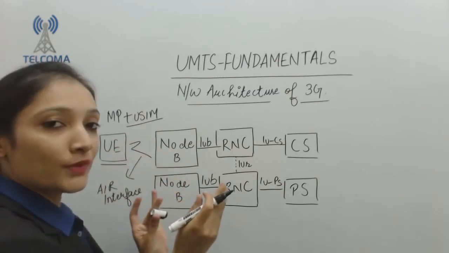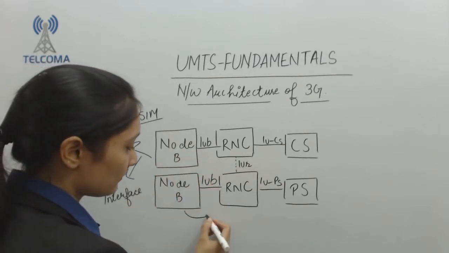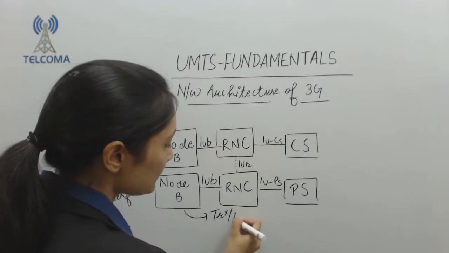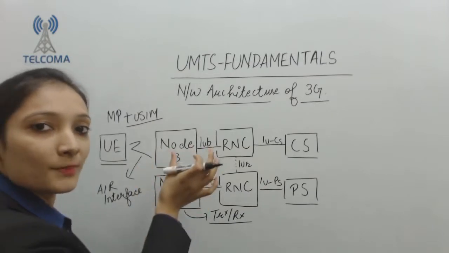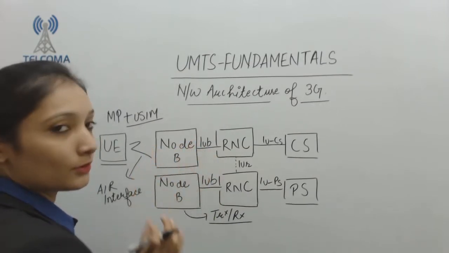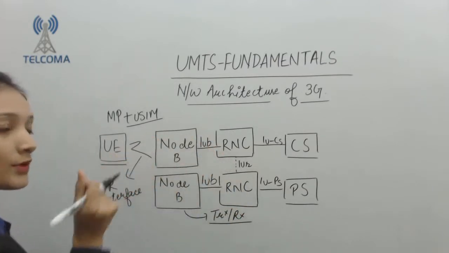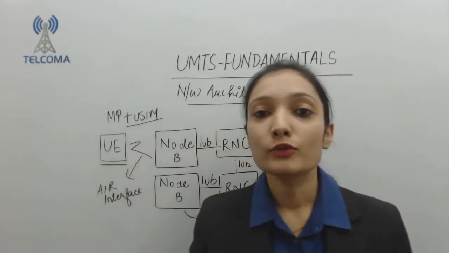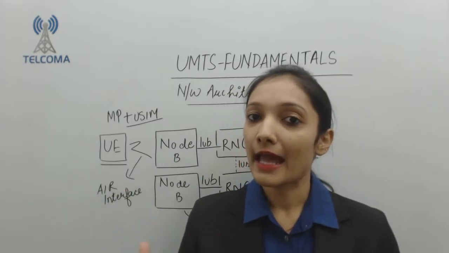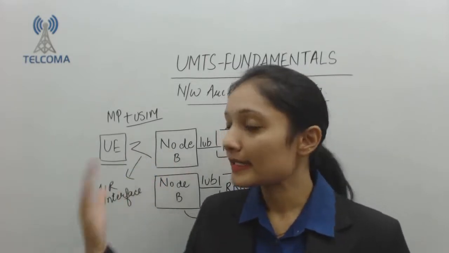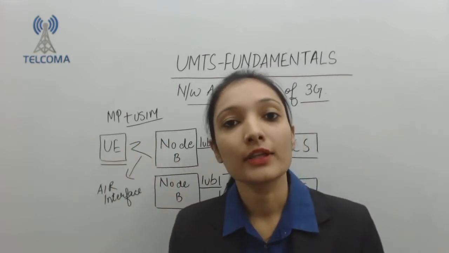Now, the next entity which we have here in the architecture is the node B. Node Bs are the transmission and reception unit. This node B, or our base station, will receive the signals from the user, and it will also forward the signals to the user. If I have to make a call, I have to connect to my serving node B, my base station. It will receive my signals and forward them to the next particular user in the network, or vice versa, I will receive the signals from my serving node B.